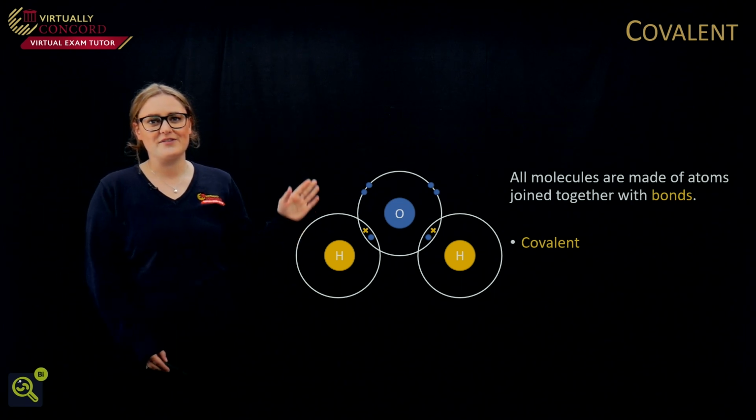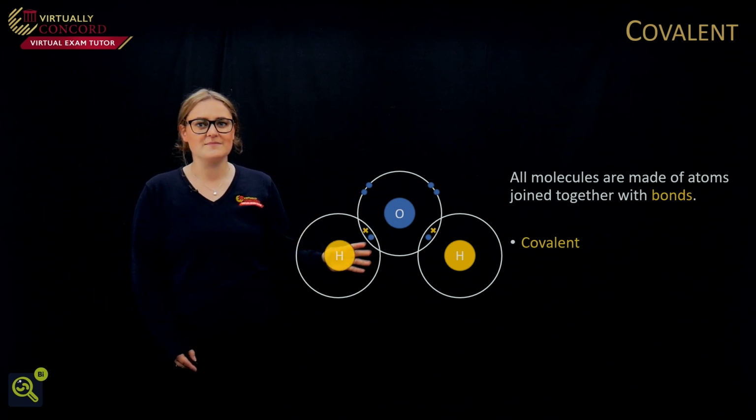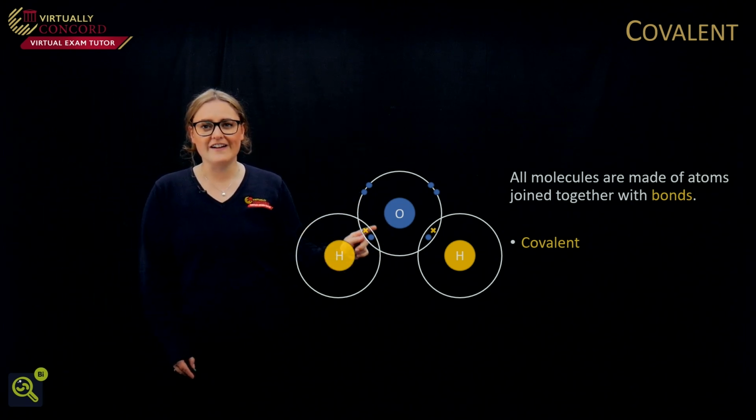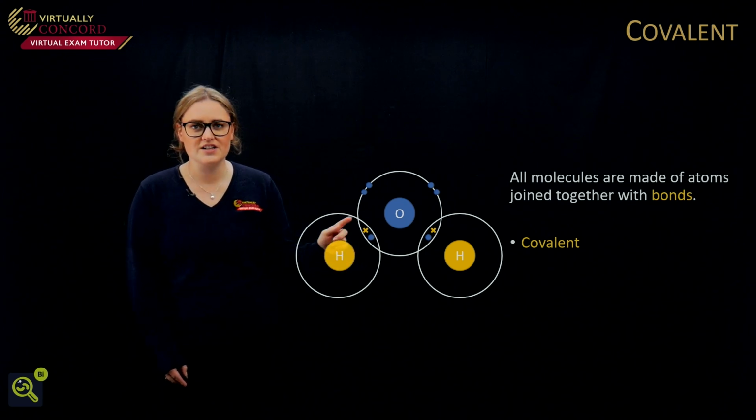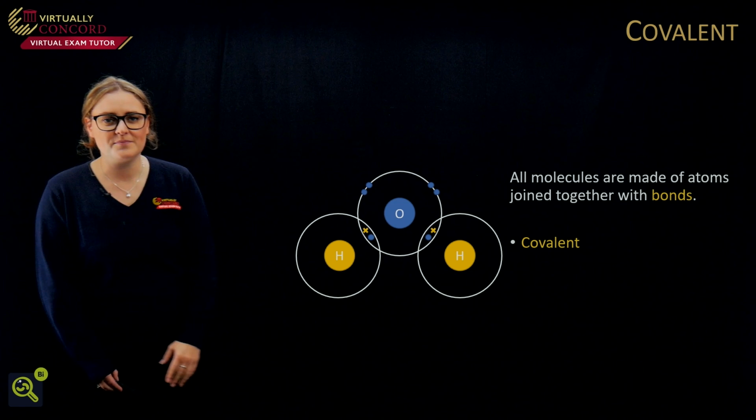So we can see here we've got some oxygen and some hydrogen atoms. And you can see here that they are effectively just sharing one pair of electrons from their outer shell. And this is our covalent bond.